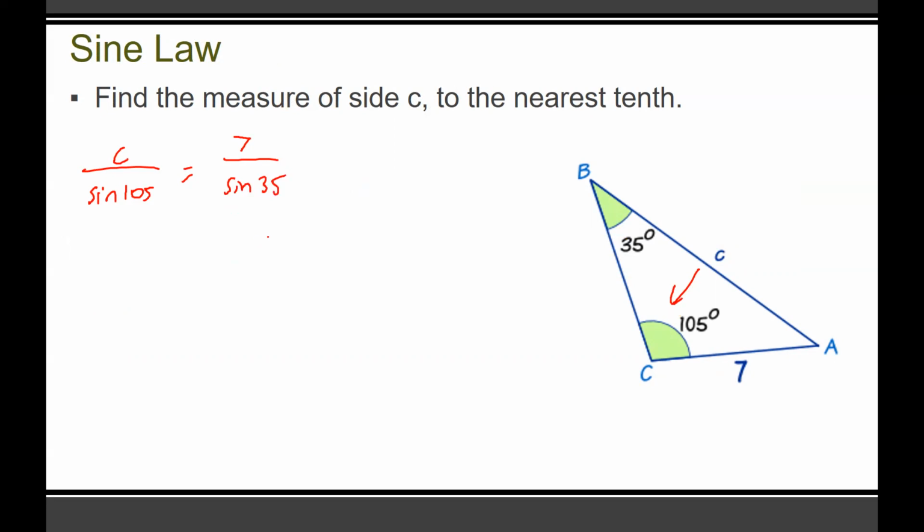So I like doing these all in one go, just because otherwise the amount of decimals you'd have to record would be crazy, and you get a more accurate answer if you just leave it all in your calculator. Just go 7 divided by sine 35 in your calculator, get an answer for that, and take the answer and multiply it by sine 105. However you slice and dice this, you should get an answer rounded to the nearest tenth of 11.8.